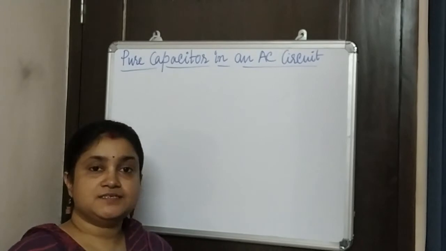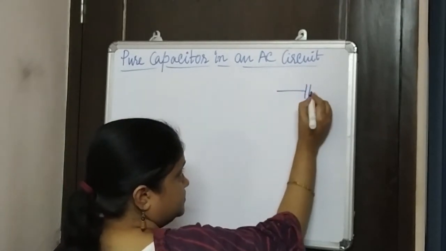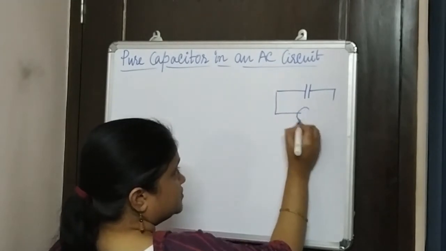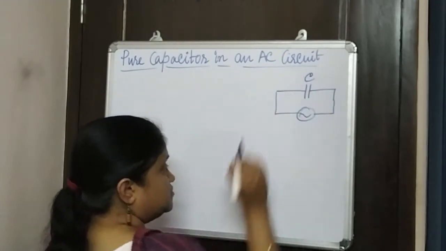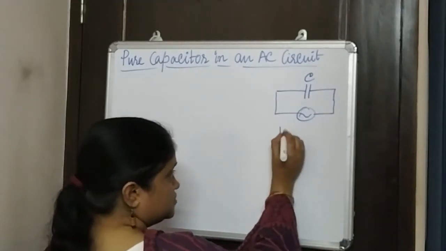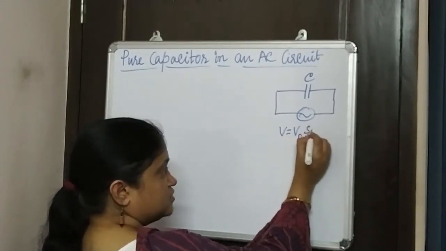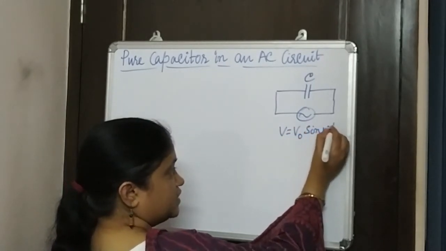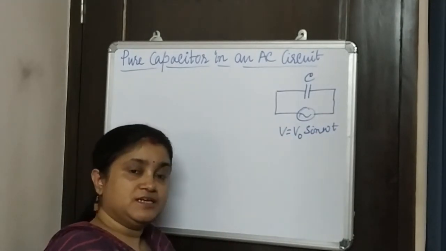Capacitor in an AC circuit. So what we see, we'll take a capacitor and an AC source. The capacitance of the capacitor is C. The AC source has a voltage, AC voltage V equal to V naught sine omega t. It has a frequency omega with which it is changing.